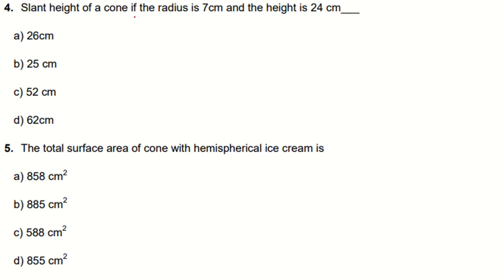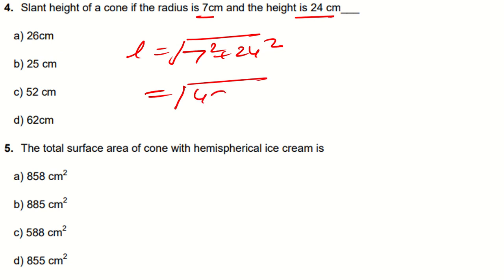Slant height of a cone if the radius is 7 centimeter and the height is 24 centimeter. Now you see slant height of the cone if radius is 7 and height is 24. So just Pythagorean theorem, okay? L is equal to square root of 7 square plus 24 square. What it should be? Let's check it. 49 plus 24 times 24: 4 times 24 is 96 and then 2 times 24 is 48, and 576. It is 9 6 15. 1 4 1 5 and 7, 12, 5, 1, oh 625, so 25.